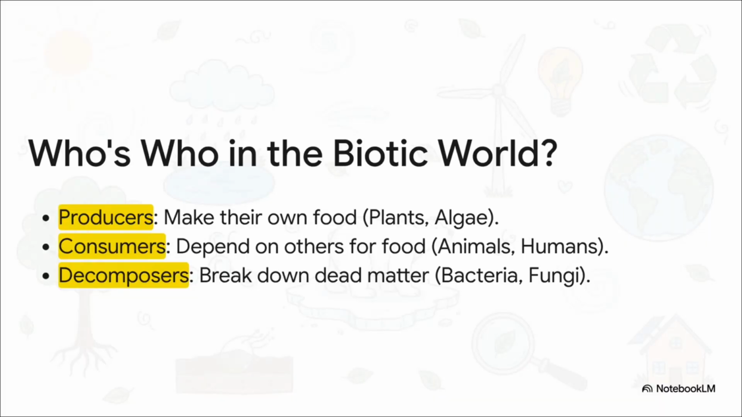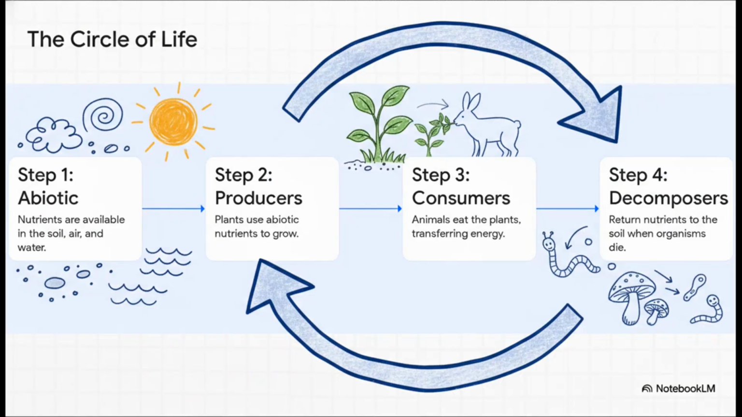It's actually pretty simple. Producers, well, they produce their own food. Think of plants and algae using sunlight. Then you have consumers, that's us, and all the other animals. We can't make our own food, so we have to eat other things to get energy. And finally, the decomposers. These are the cleanup crew of nature, like bacteria and fungi. They break down all the dead stuff. And this all fits together in what we call the great circle of life.